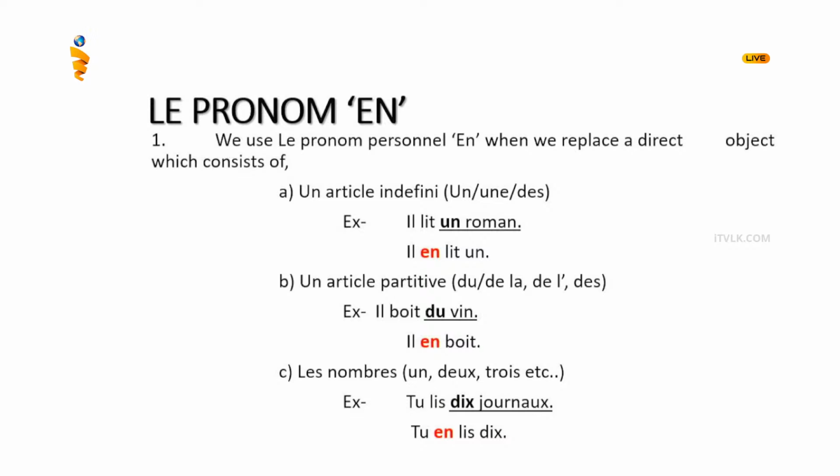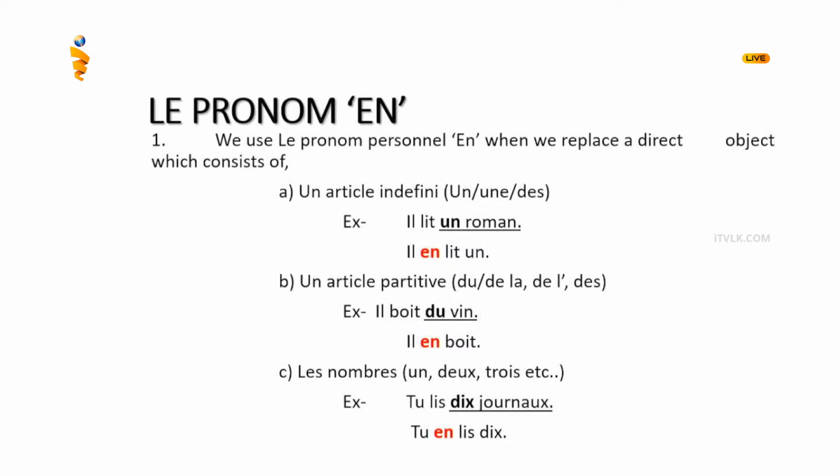Look at the first one. If you have a direct object in your sentence and it consists of un, une, des, one of those articles, there you can replace that direct object by using en. Look at the first example. Il lit un roman. So that is the direct object, and you can clearly see this direct object consists of an article indéfini. So you can replace this direct object by using en.